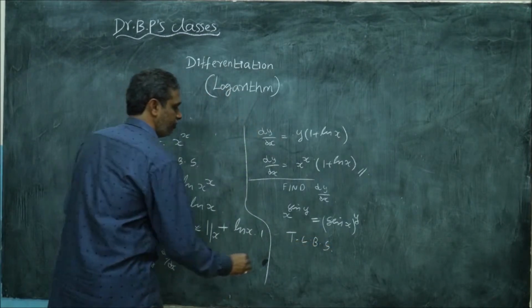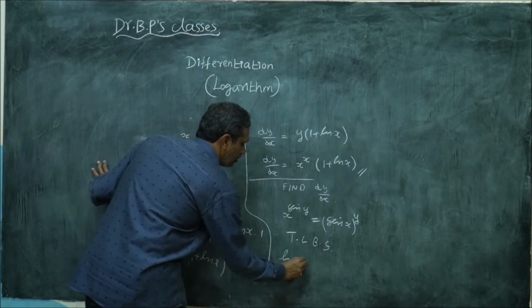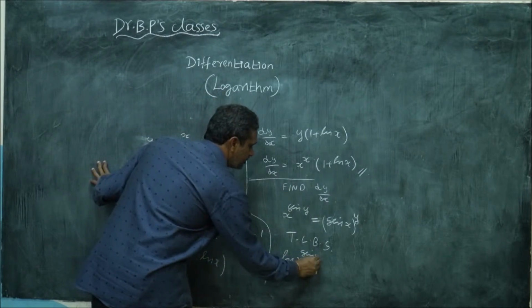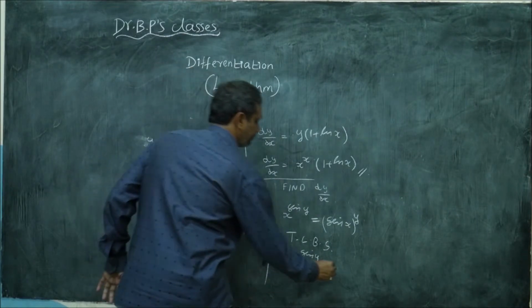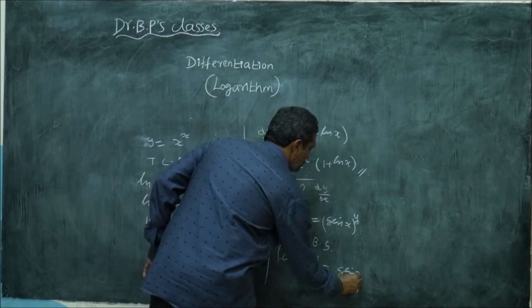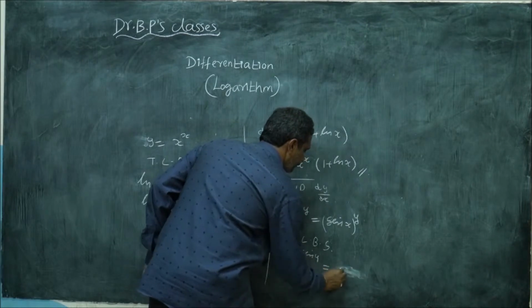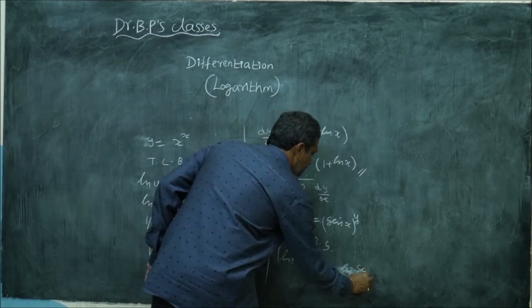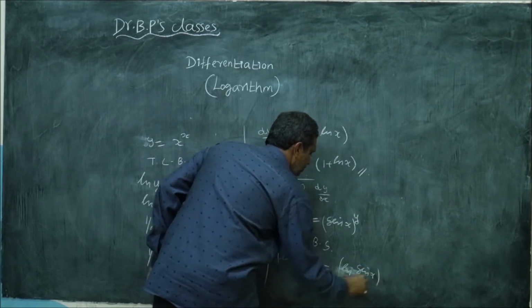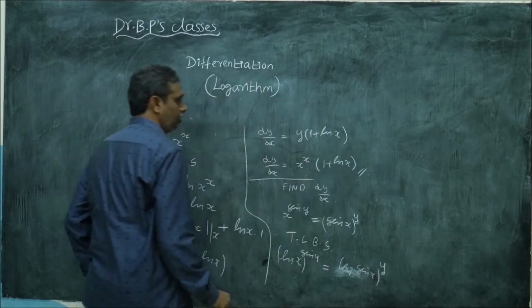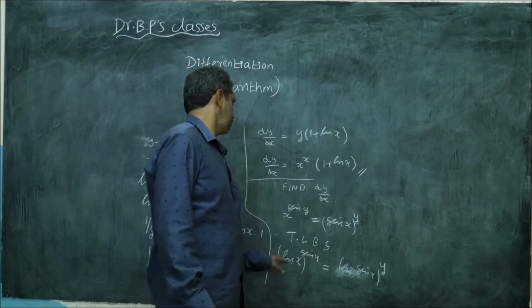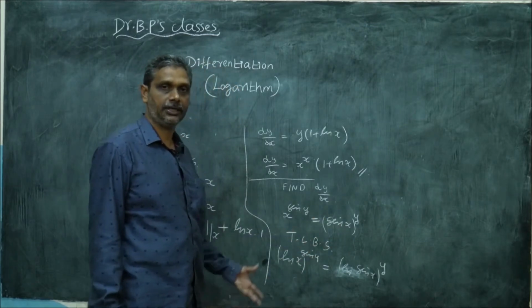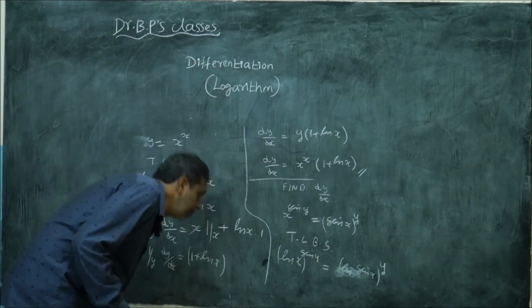Taking log on both sides, what will you get? Log of x whole to the power of sin y is equal to log of sin x whole to the power of y. Now if you apply the logarithmic rule, sin y will come to the front side, and then y will come to the front side. Then you can attack. So this is how we will do it.